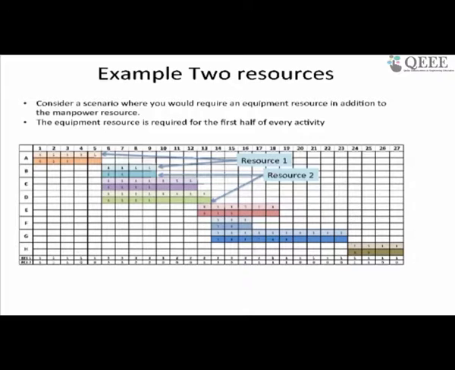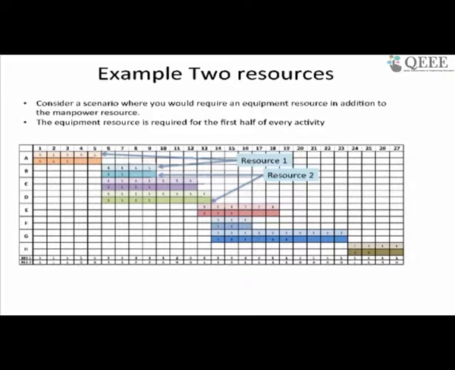So again, I'm just taking resource 1, resource 2. Same project as earlier. Okay, I have activities A to H. I have resources loaded, and here all I've said is we have 2 resources. Okay, we're taking equipment and manpower. So we need a piece of equipment and manpower. To keep things simple, manpower is needed for the duration of the activity, equipment is only needed for half the duration.